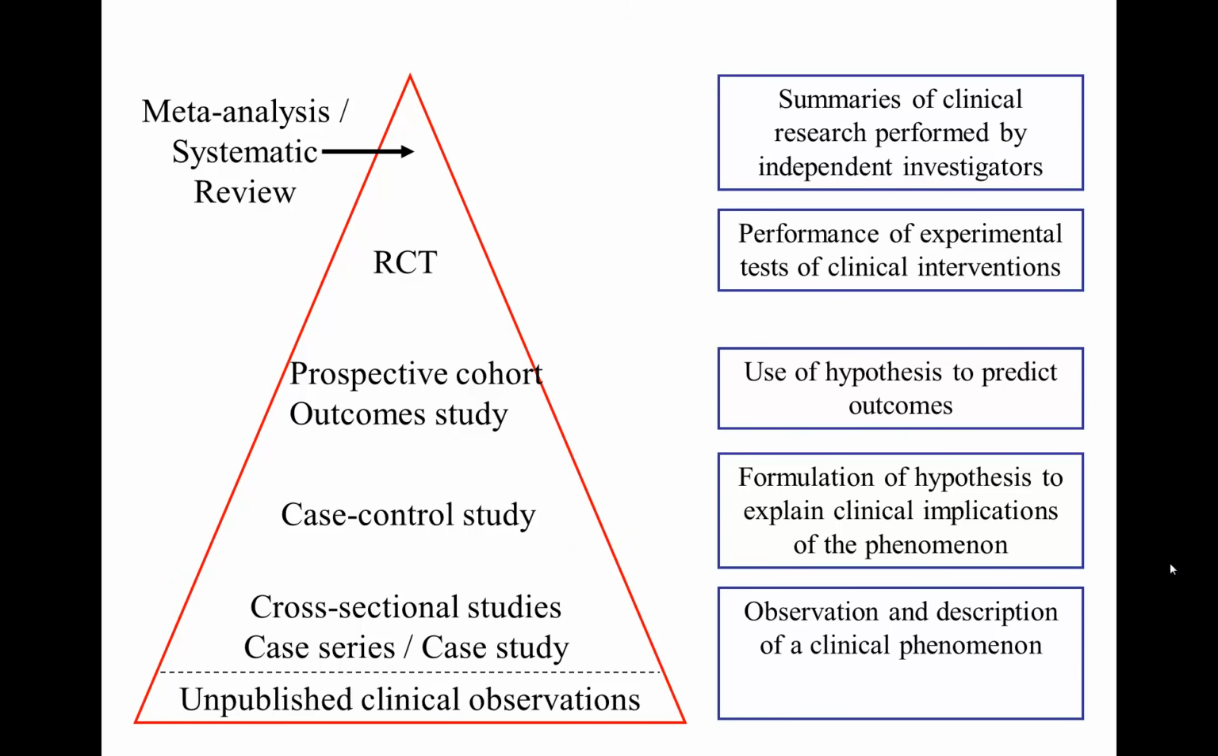So now we're superimposing our study design pyramid with a little bit more of a descriptive element. Our meta-analysis and systematic reviews are typically summaries of clinical research performed by independent investigators to answer a specific clinical question. RCTs are performed with experimental tests of clinical interventions. Our prospective cohort, outcome studies, and case control studies either use hypotheses to predict outcomes or formulate hypotheses to explain implications of a certain phenomenon. While our cross-sectional case series and case studies are typically observational and descriptive studies of clinical phenomenon.